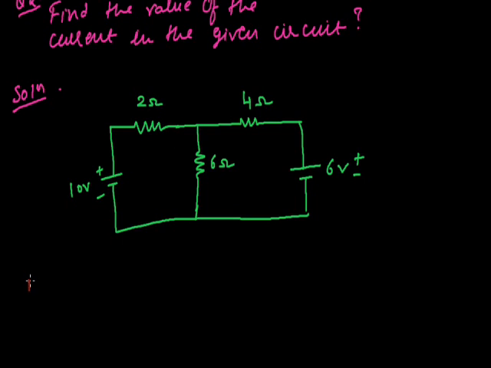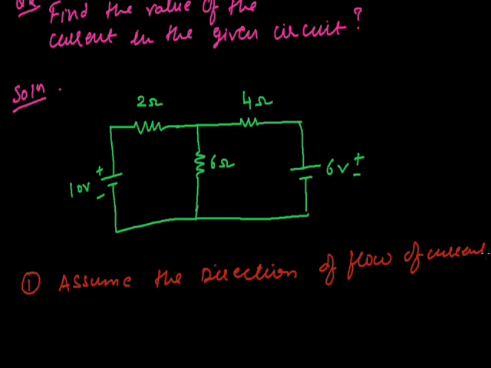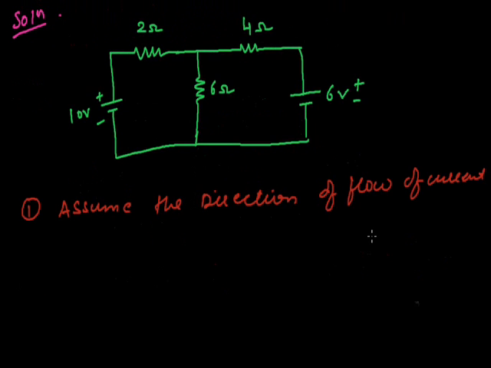So step first is the same: assume the direction of the current flowing in the given circuit. Suppose here I1 is the current flowing in the given circuit and I2 is also flowing in the given circuit. We have assumed the direction of the flow of current to be the same in both the loops. Now we will write the equations by using KVL.